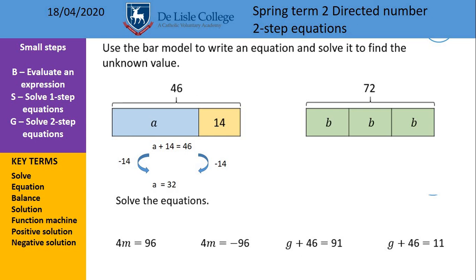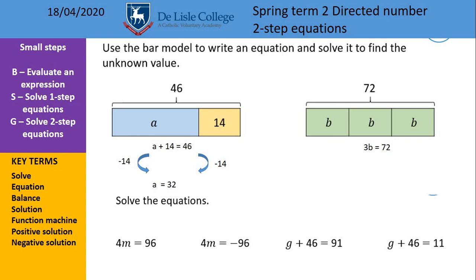Now for the second one, we've got 3 lots of b there. Now we're not going to write that as b plus b plus b. We're going to write that nice and neatly in algebra as 3b. And we know that equals 72. So this time again we still want to get just the letter on its own, but we have a problem.